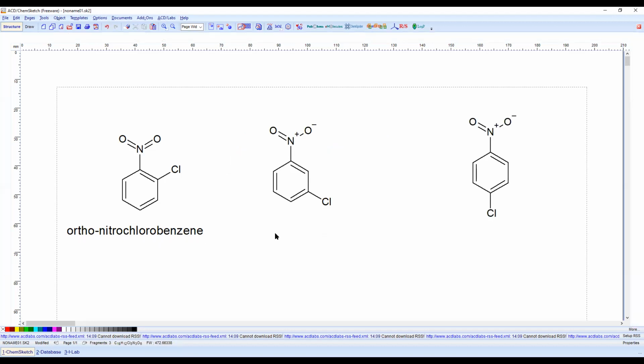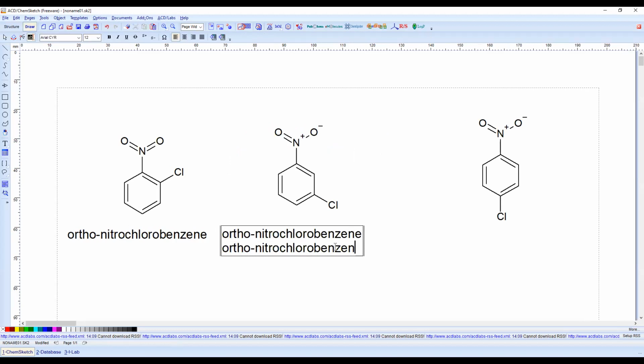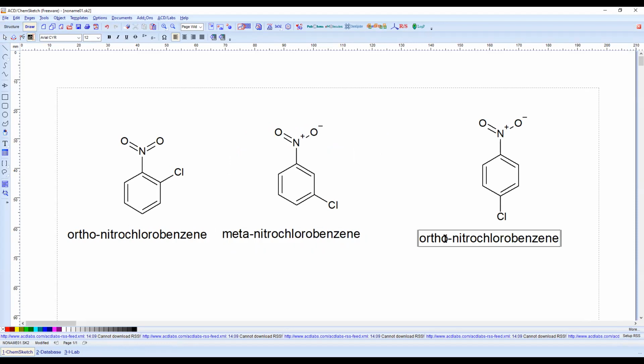We could just copy the name for the next substances and change its first root. So instead of ortho, the next should be called meta isomer, and the last, in position 1, 4, should be called para isomer. Those are the names given by the special nomenclature, which is ortho, meta, and para nomenclature. If we have two substituents, we could use such type of nomenclature for naming the substances.